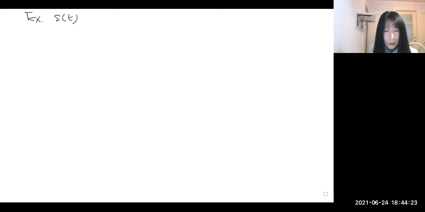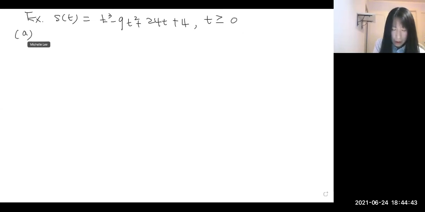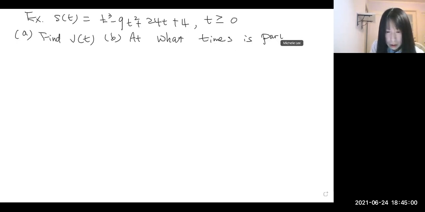So a particle moving along a coordinate axis is given by S of t equals t cubed minus 9t squared plus 24t plus 4, and t is greater or equal to 0. The first one, find velocity. Second one, at what times is the particle at rest?